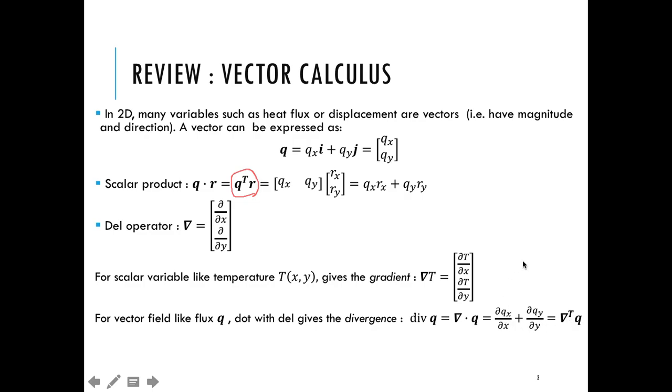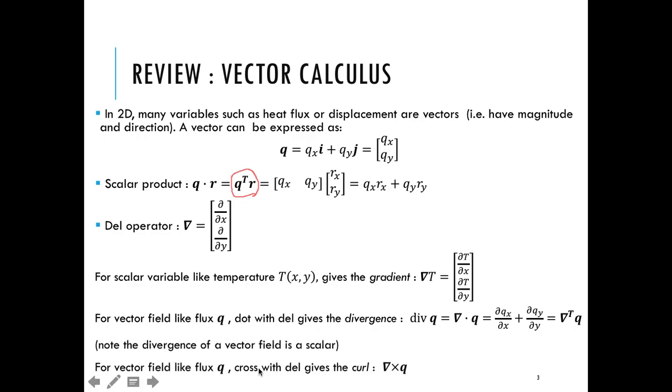Okay, but for a vector variable we can apply the del operator in another way too. We could also find the cross product of del with the vector q. Now this means we are finding del cross q. This is referred to as the curl of the vector q.